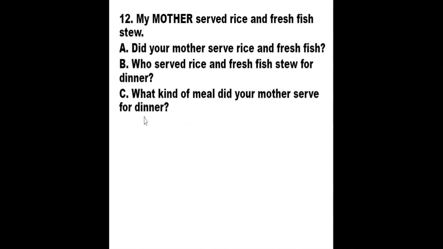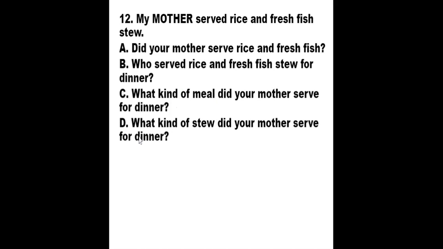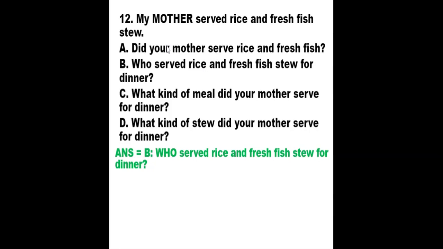Now, other options, option C, what kind of meal did your mother serve for dinner? So, the stress was not on the kind of meal. If stress was on rice and fresh fish stew, then you could say the question is what kind of meal, but that's not exactly the question. D, what kind of stew did your mother serve for dinner? So that's another irrelevant question. So the answer is B, who served rice and fresh fish stew for dinner? My mother served rice and fresh fish stew.